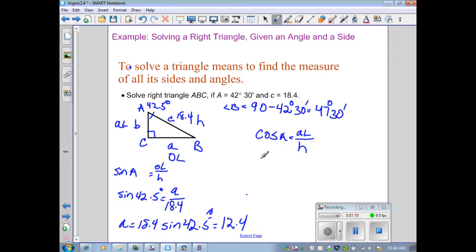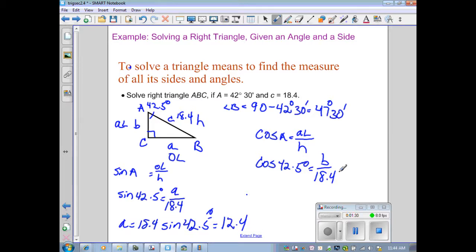Let's substitute in. So the cosine of A, which is 42.5 degrees, equals the adjacent leg, which is B, over the hypotenuse, which is 18.4.